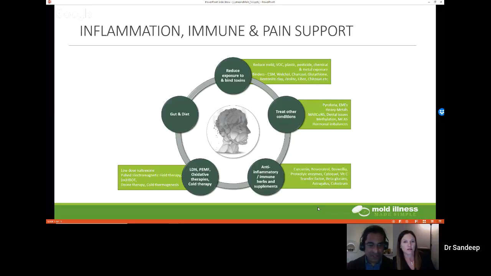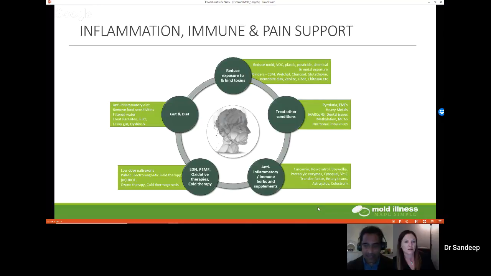PEMF is a new kid on the block. It's also called pulsed electromagnetic field therapy, hyperbaric oxygen therapy, ozone therapy, cold thermogenesis. And also, one of the really key things in the mold protocol is the VIP nasal spray, which really has a very profound effect on down regulating many of the inflammatory related genes. So just to give you guys an idea, there are many, many things.